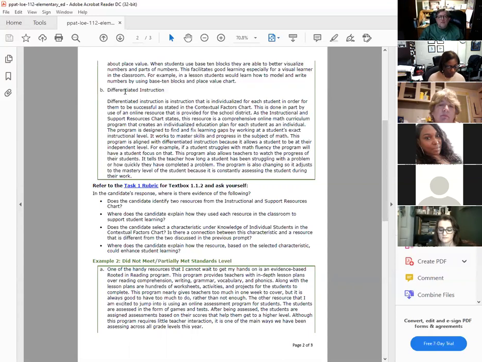Okay, good. Now, the activity they're going to use for this one, let me see, is the characteristic from the chart was what? For knowledge of students, they use what? Look right here. Differentiated instruction, okay? It says, based on the selected characteristic, explain how a resource from the instructional and support resources chart under getting to know your students or knowledge of your students differs from the two. So even though they asked us for 2 in the beginning, they're actually asking us for how many total?